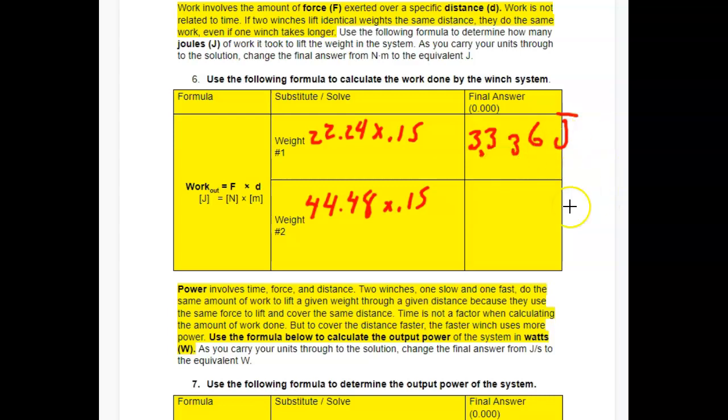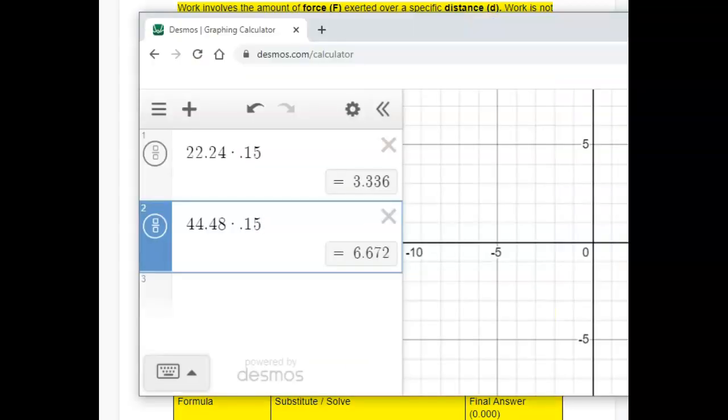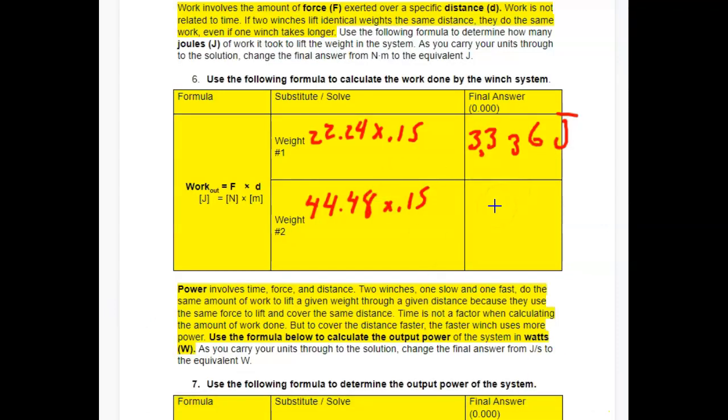All right. And then we've got to do the other one. It's going to be, remember here, it was 6.672. All right, so that's how much work we did. And here we did it in 3 decimal places, just like the answers told us. Okay, so if we lift twice the amount of weight, we get twice the amount of work done.